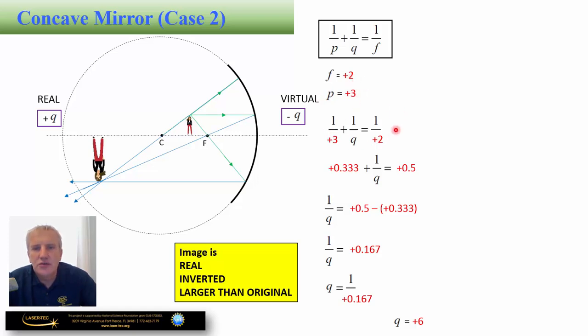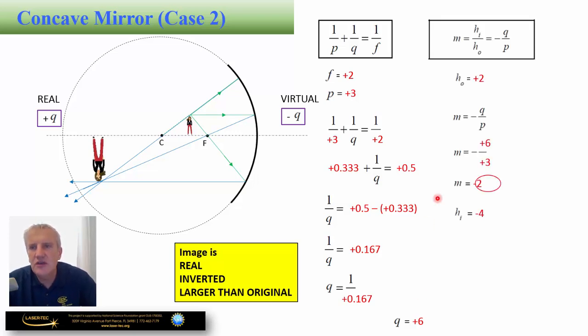So once we substitute these two values into the mirror formula and do calculations for 1 over 3, we get approximately 0.333, and then 1/2 is equal to +0.5. We can express 1 over q from this formula as 0.5 minus 0.333, get the value for 1 over q as 0.167, and then take the reciprocal value to get the value for q as +6. Next step is to do the magnification using the magnification formula. For q, we have +6. For p, we have +3. Substituting into the formula for the magnification gives us the value of -2. From here, if we assume that the height of the original is +2, we can multiply the magnification -2 with the height of the original +2 to get -4 as the height of the mirror image created in this case.